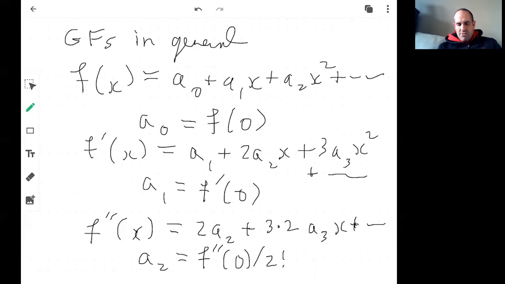And of course, going up to the previous ones, we realize, oh man, a1 was really the first derivative at 0 divided by 1 factorial, when you think about it for a second. And a0 was kind of like the 0th derivative divided by 0 factorial, if you will. Okay. So a0 is the 0th derivative evaluated at 0 over 0 factorial. A1 is the first derivative at 0 over 1 factorial. A2 is the second derivative evaluated at 0 over 2 factorial. And we see the pattern here.